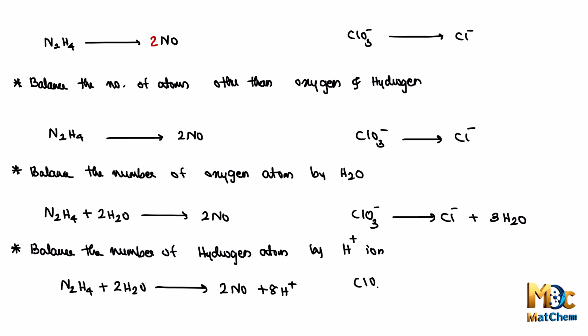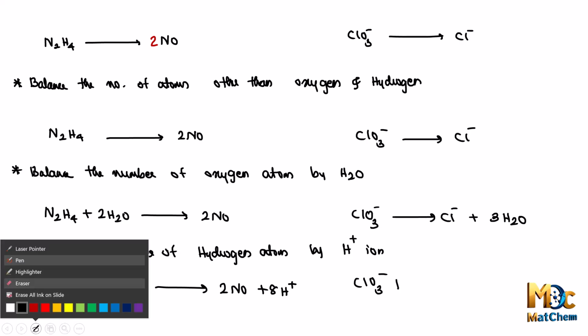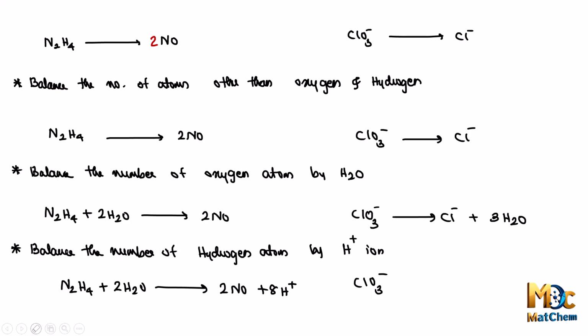Here, ClO3 minus giving Cl minus plus 3H2O. We have 6 hydrogen on the right hand side of the equation that can be balanced by adding 6H plus ions to the left hand side of the equation.